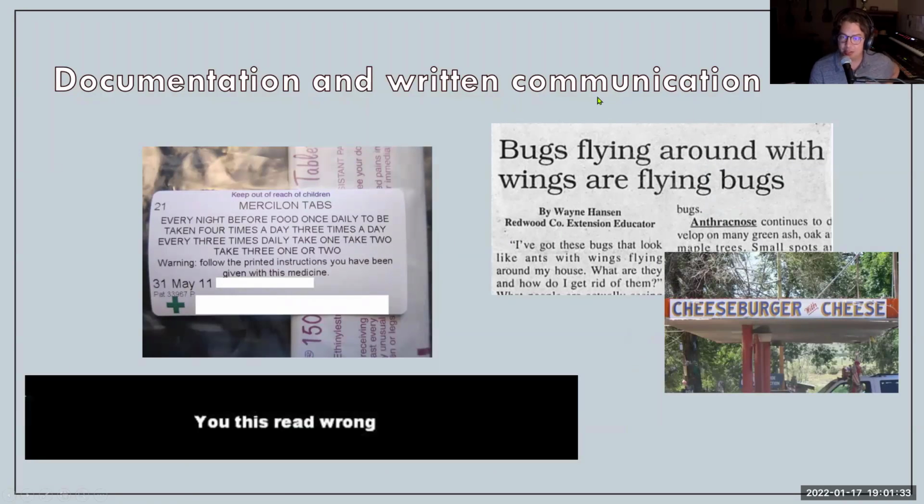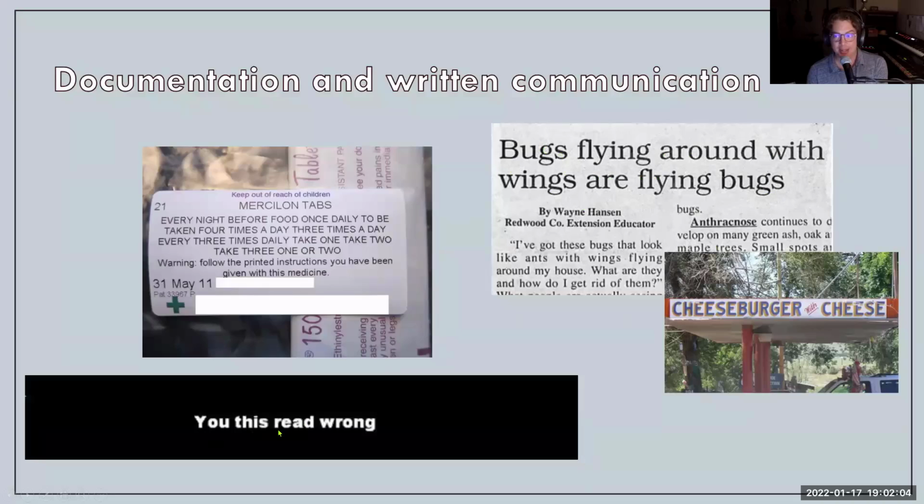Written communications, how do people read things? Also, how do you convey verbal instructions, person to person, in order to be safe? How do we measure, let's say, the density of information in written words? So bugs flying around with wings are flying bugs. That took me 8 words to convey 2 words worth of information. So we can talk about efficiency and redundancy as well.